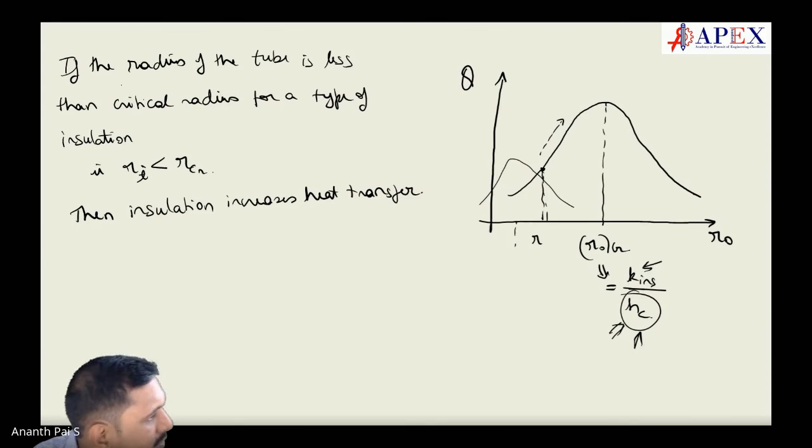So this is about insulation, critical thickness of insulation. What is it? K insulation by Hc. That's it. We will do one or two problems, which come in GATE.